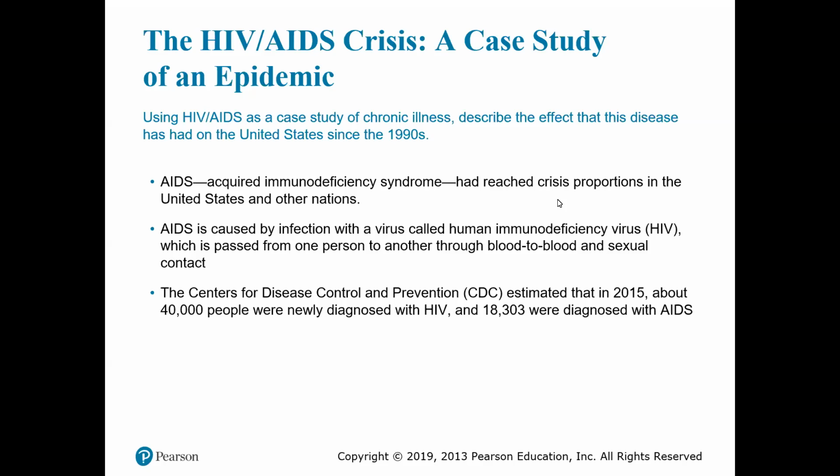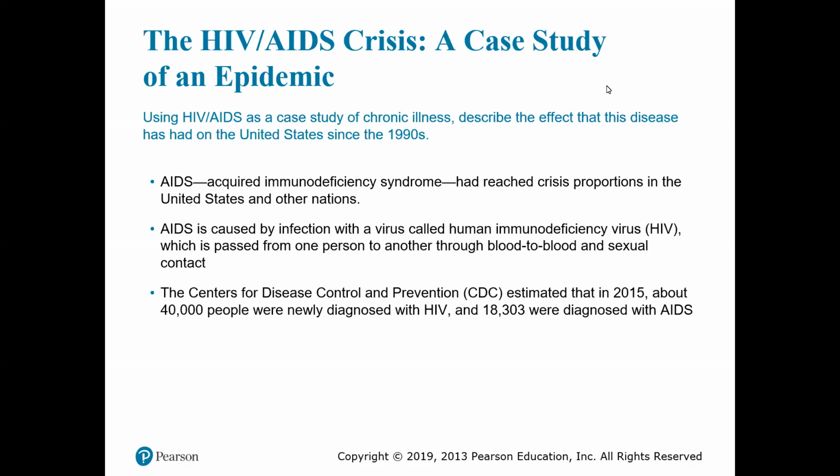So let's look at the HIV and AIDS crisis as a case study of what an epidemic is. By the early 1990s, AIDS had reached crisis proportions. More than 1 million Americans have HIV or AIDS today. AIDS is what's called the acquired immunodeficiency syndrome. HIV is called the human immunodeficiency virus.